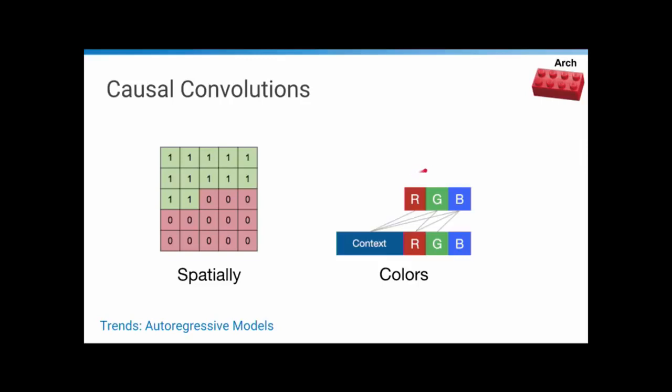In addition to spatial masking, the convolution kernels need to be masked over channel dimensions. So if you're predicting color images, you might want to make the green channel depend on red and blue depend on red and green, but not any other ordering.